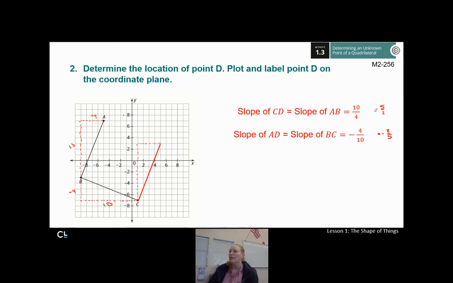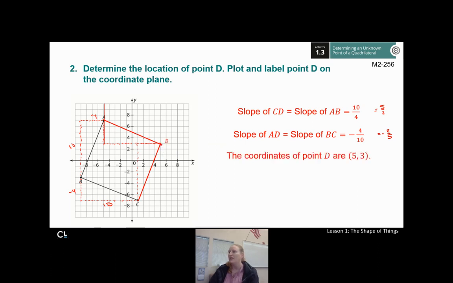So let's do AD then. I have to go down 4: 1, 2, 3, 4. I have to go over 10. Oh dear. 1, 2, 3, 4, 5, 6, 7, 8, 9, 10. Okay, and then we'll connect them up and call that point D.